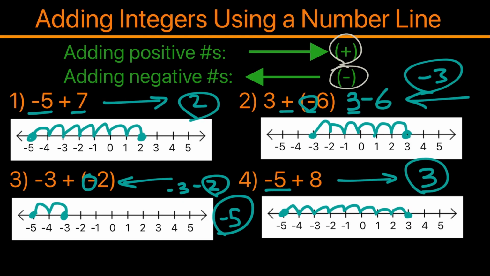So these are 4 examples of how you would add integers using a number line. When you're adding positive numbers, you're increasing the value, and so you will be moving spaces to the right. Whereas when you're adding negative numbers, you're decreasing the value, and you'll be moving spaces toward the left.